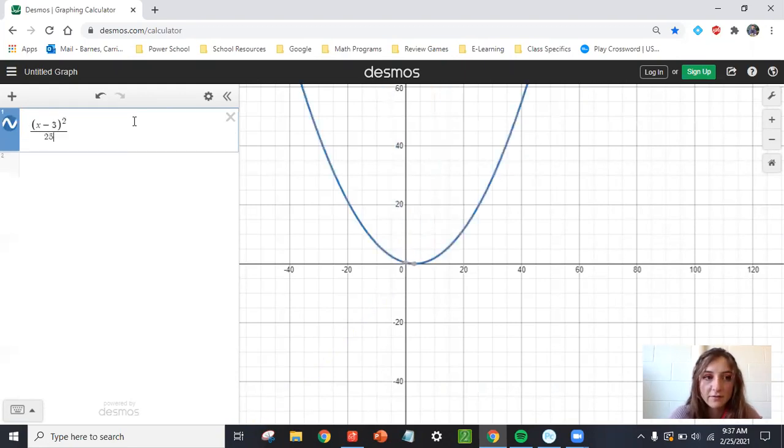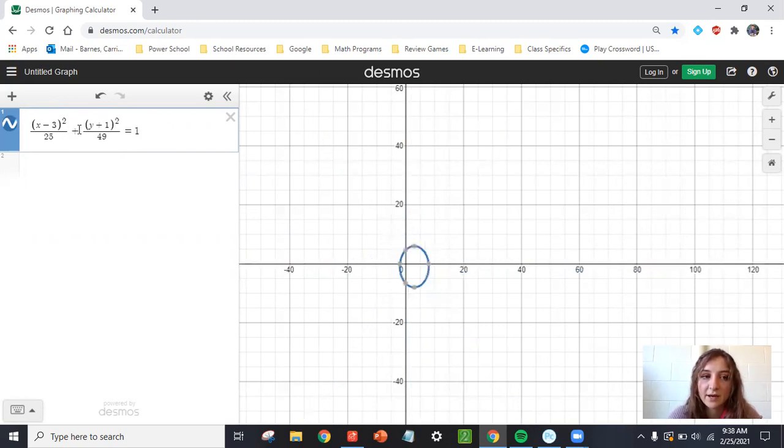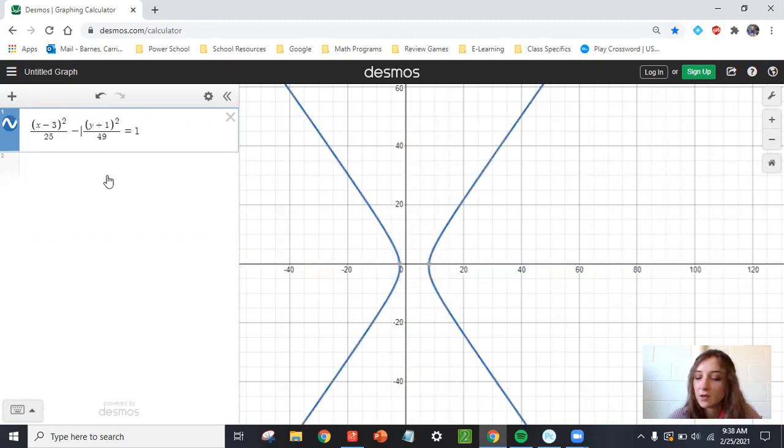Alright, and we're going to type in (x minus 3) squared divided by 25 minus (y plus 1) squared divided by 49, and all of this is going to equal 1. Notice that if I change this to a plus, you'll actually get an ellipse, just a fun fact there. Okay, so let's type in our features.